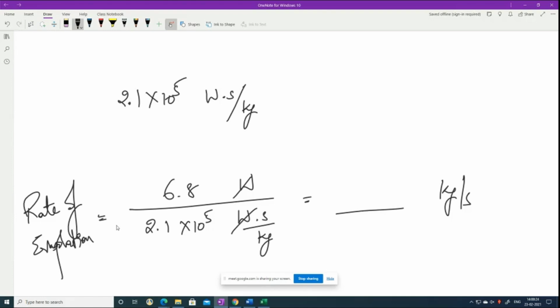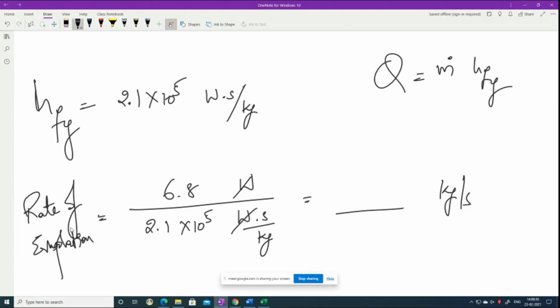Is that clear? Rate of evaporation is a simple thing. Q is equal to m dot into hfg. This hfg is given to you, and it is asking you to find this m dot. So Q is known, and Q by hfg you have done simply. I hope that's clear to you. Shall we move ahead? The next concept in this, do you have any questions?